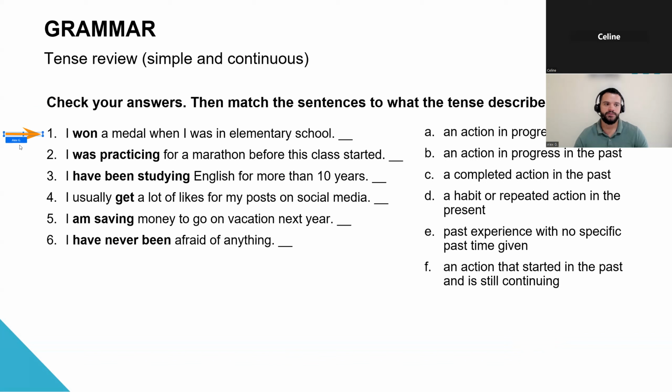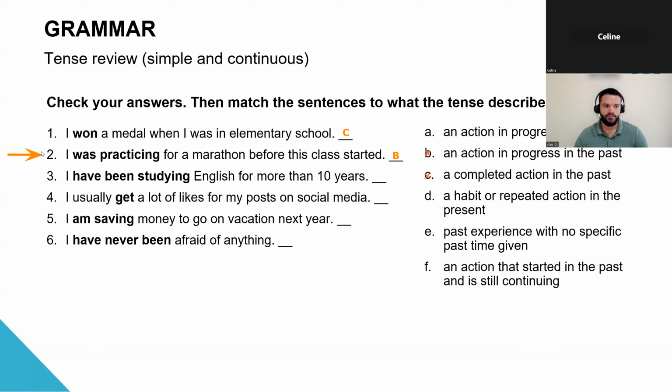Now here, this is going to be an example of, let's see, a completed action in the past. So here, I'm going to put letter C, okay? We can cross this out. What about number 2? How can we complete number 2? I was practicing for a marathon before this class started. What do you think, Celine? B. An action in progress in the past. Excellent, very good. So let's put here B, and we'll eliminate B.